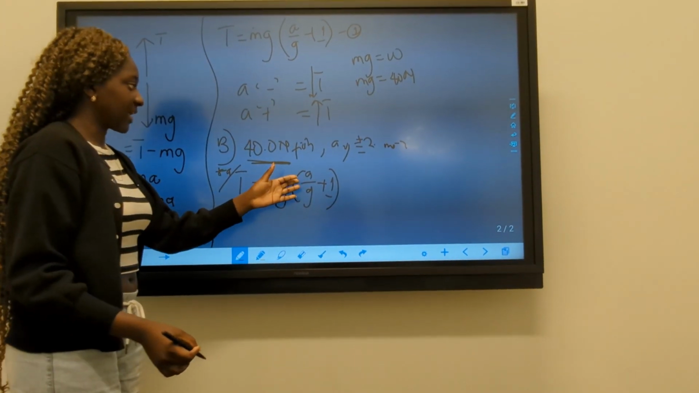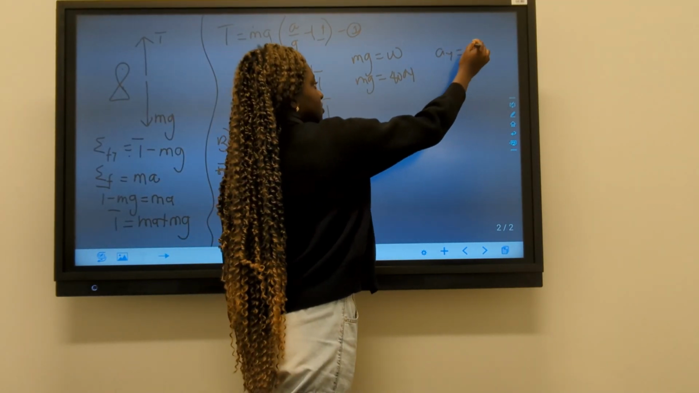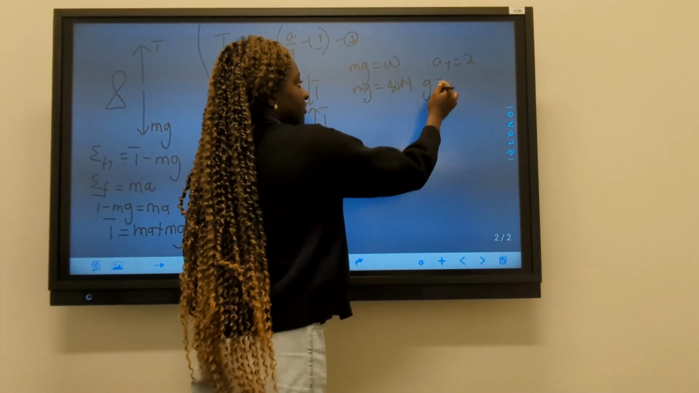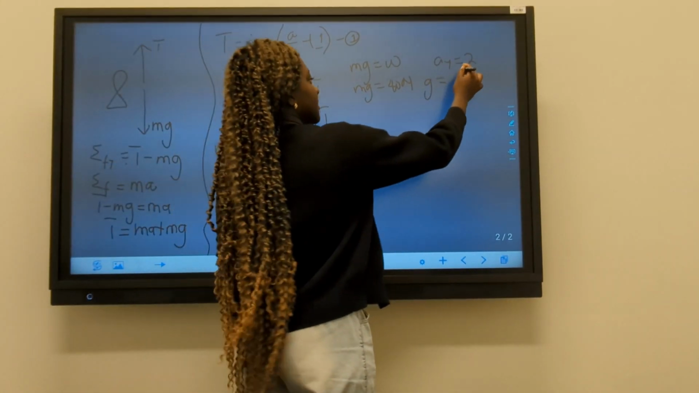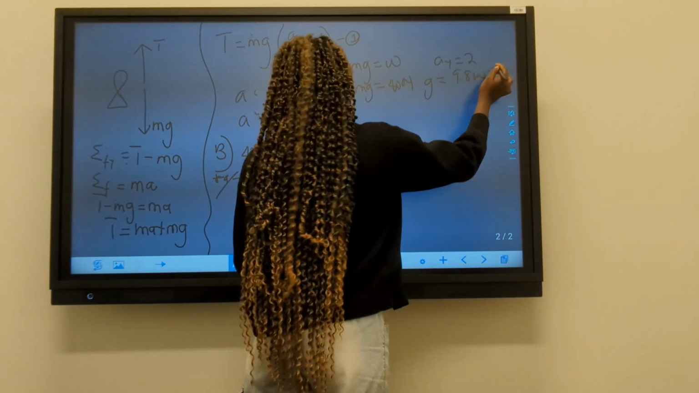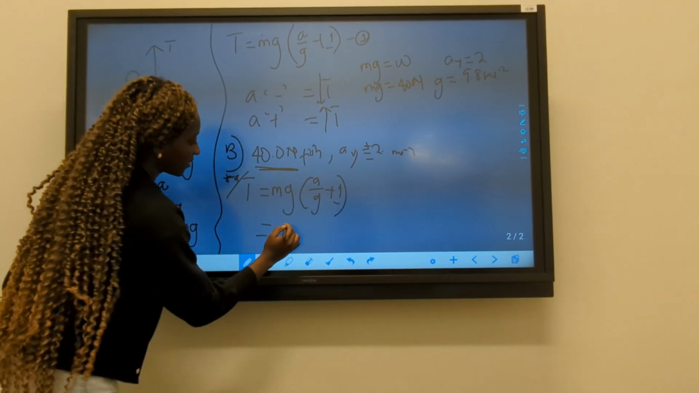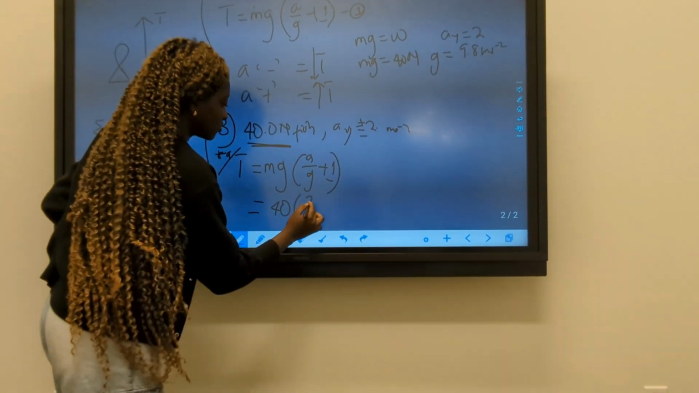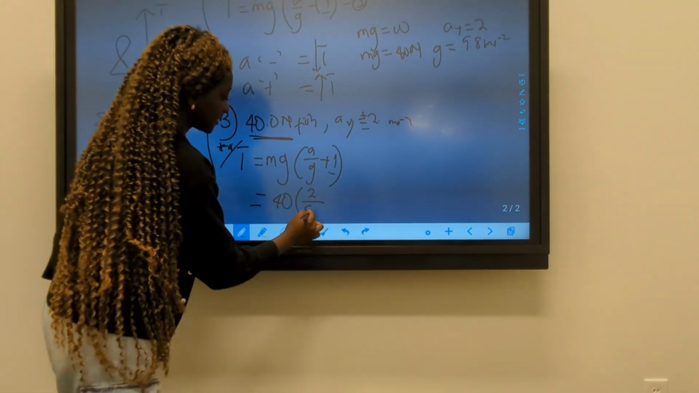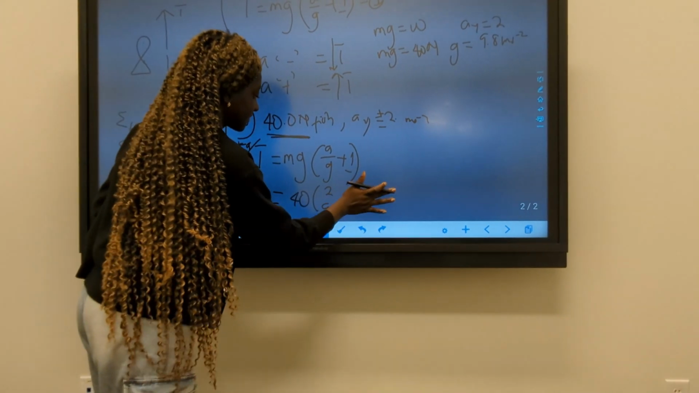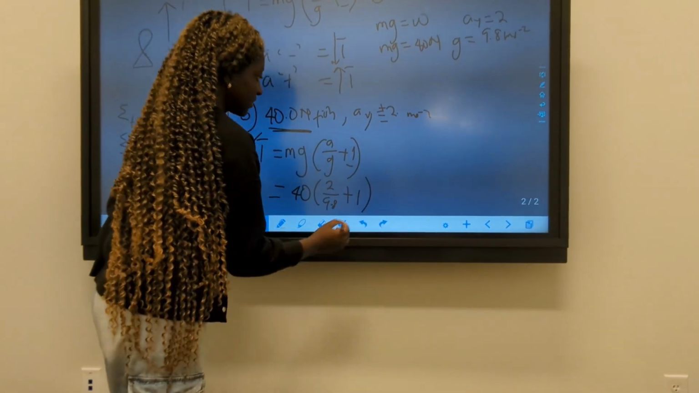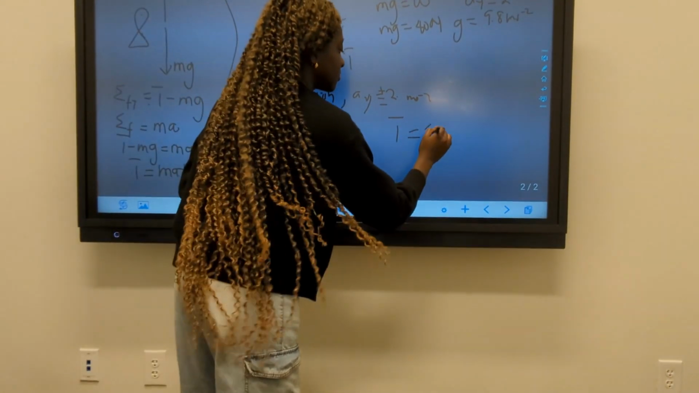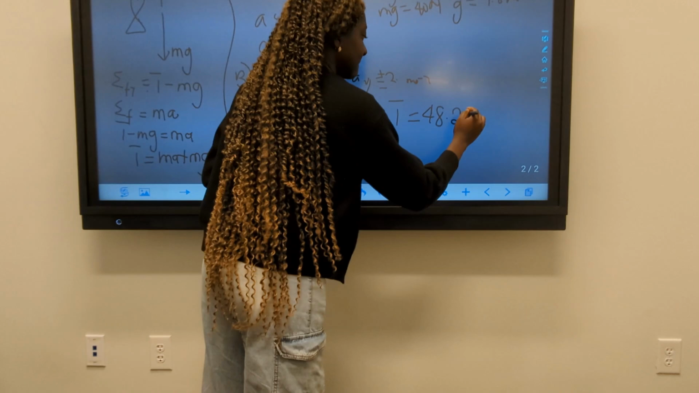And then we have a. Our a has been given as 2 meters per second squared, and our g, acceleration due to gravity, is 9.8 meters per second squared. So here we have 40 times (2 over 9.8 plus 1). So our tension with positive acceleration will be equal to 48.2 newtons.